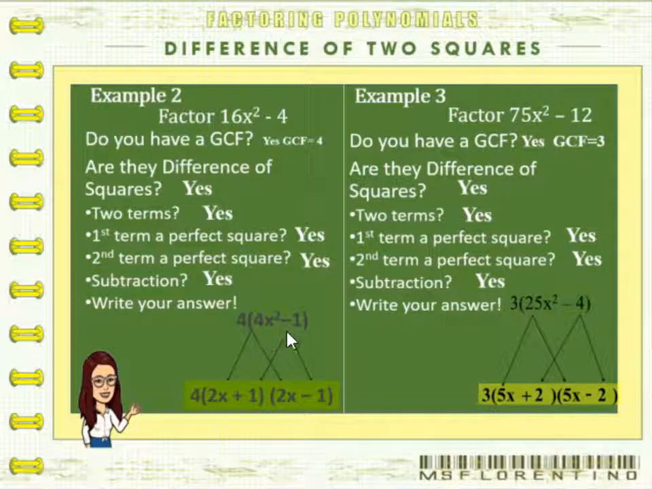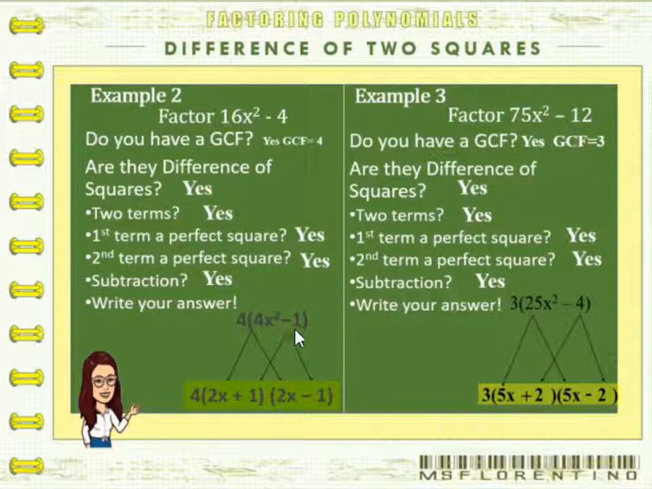Next, we check whether 4x squared minus 1 is still factorable. Is it a difference of squares? Yes. Are there two terms? Yes. Is the first term a perfect square? Yes. Is the second term a perfect square? Yes. Is there a subtraction in between? Yes. Therefore, 4x squared minus 1 is still factorable.